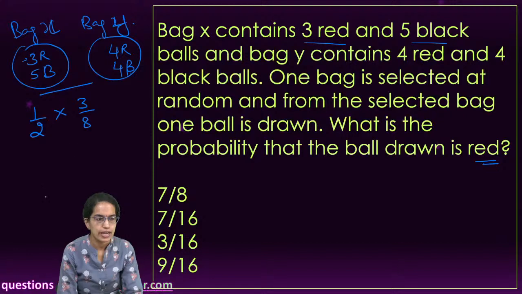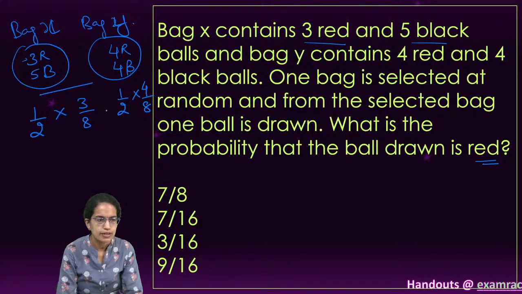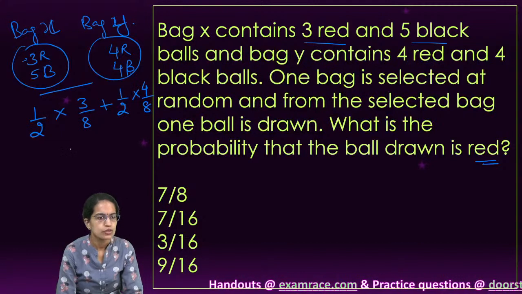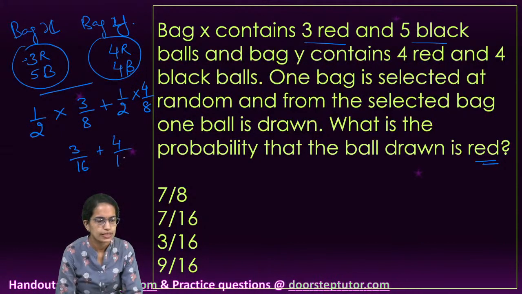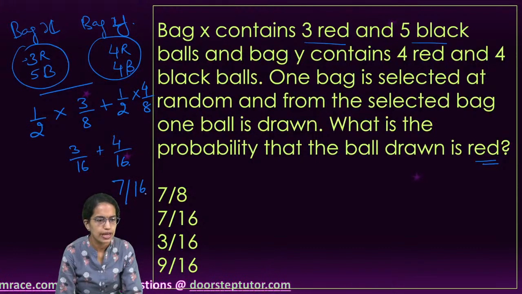So 3 by 8. In the second case, it is half probability for 4 by 8. Now I add these two and this would be my answer here. So I would have 3 by 16 plus 4 by 16, which is 7 by 16.